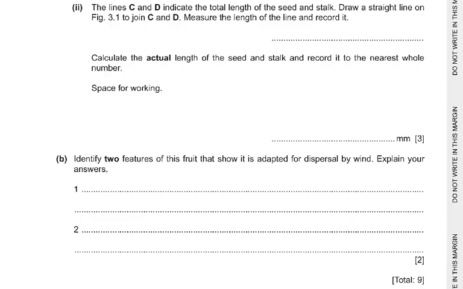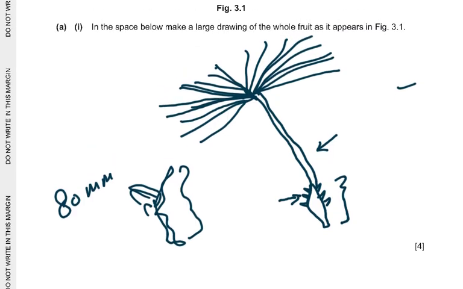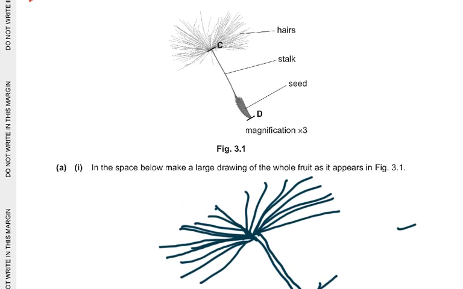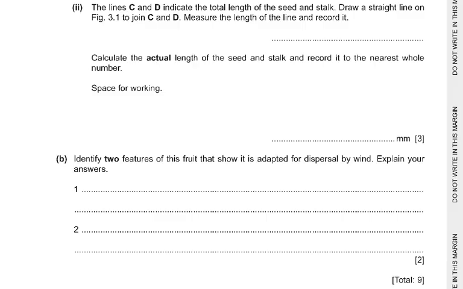Then it says the lines C and D indicate the total length of the seed and stalk. Draw a straight line on figure 3.1 to join C and D and measure the length of the line and record it. So where was C and where was D? Let's look at the diagram. So this was C. So from here to here, this is C here, and this is D here. So you have to measure this whole thing from here to here. And this is about 36 millimeter.